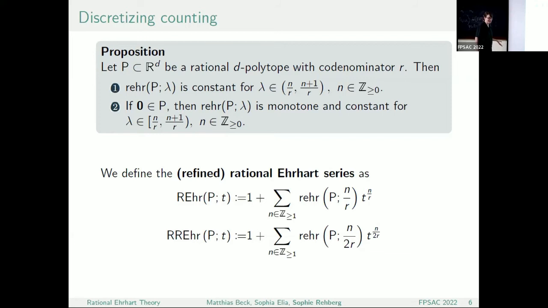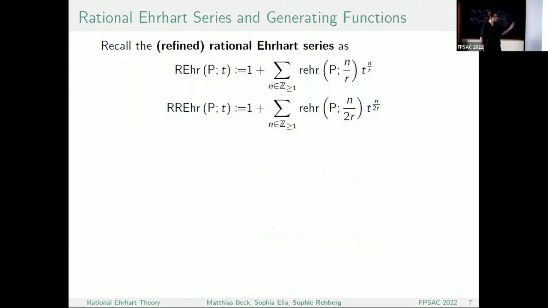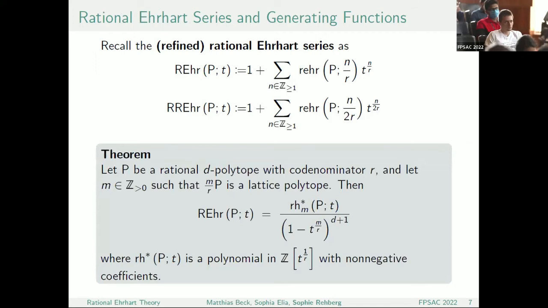And then we have all the information that we need. Okay, so now let's study these Ehrhart series, these rational Ehrhart series. Here they are again. And here's our first theorem. We can again write them in a nice rational function form.